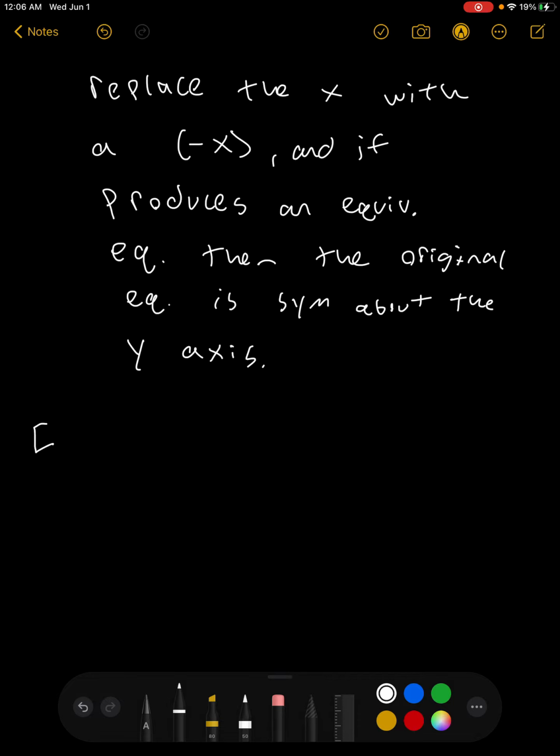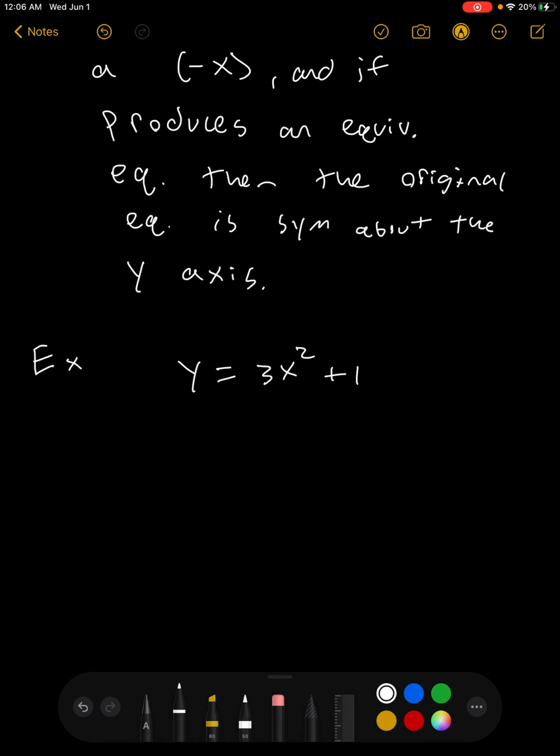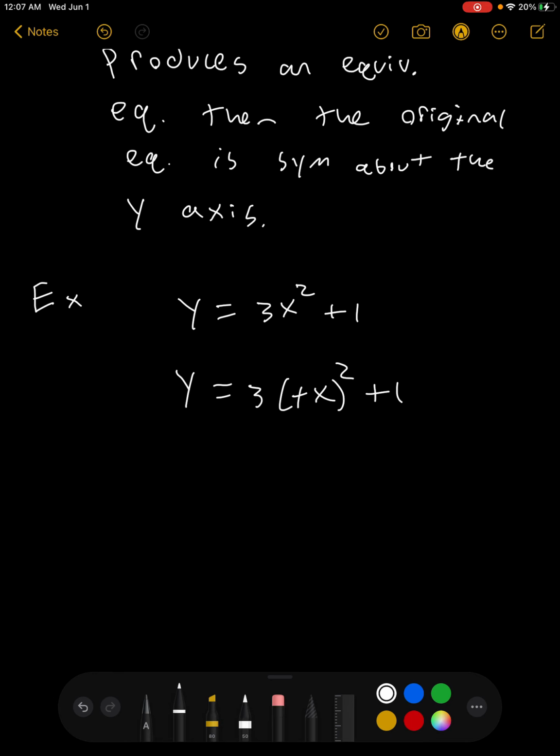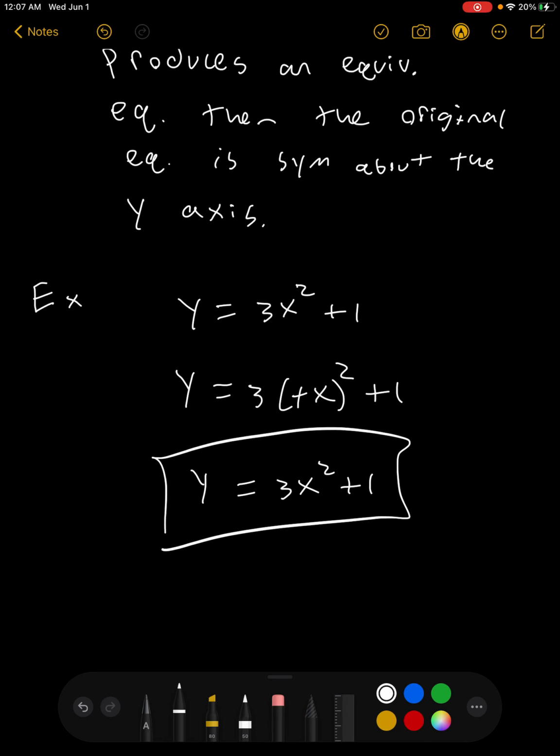So for example, say we have y equals 3x squared plus 1. If we were to replace the x in this equation with a minus x, we get y equals 3 times (minus x) squared plus 1. And then we simplify, well, the minus squared cancels out. So we end up with the same thing as the original equation. So this checks out. This is in fact symmetric about the y-axis.